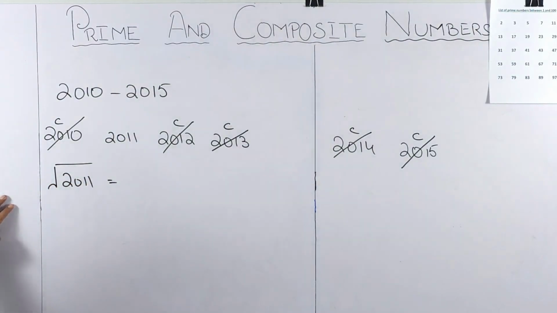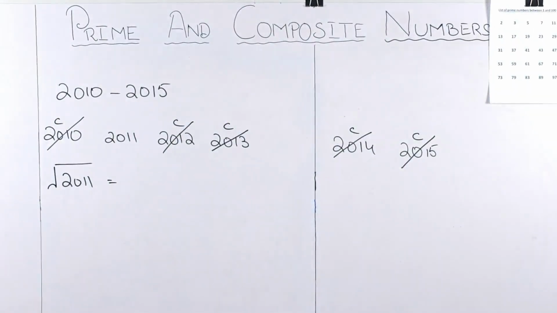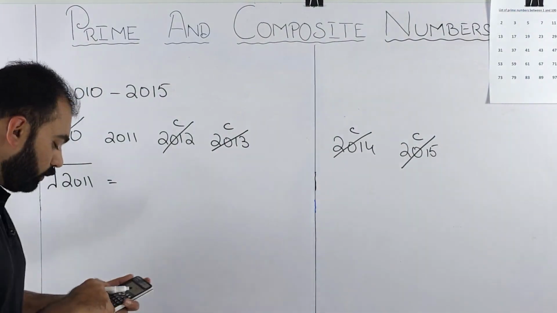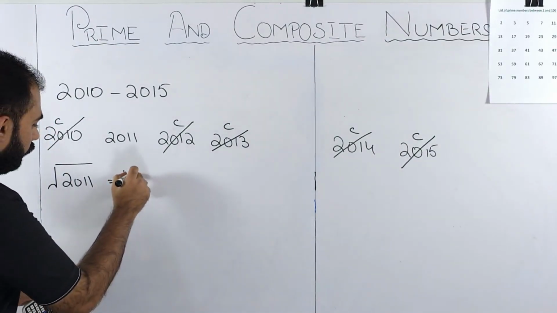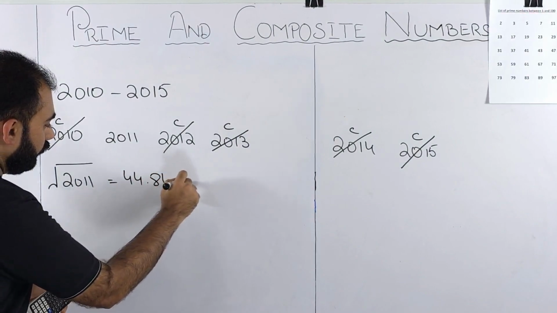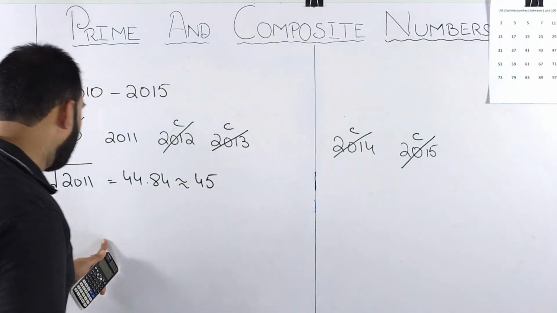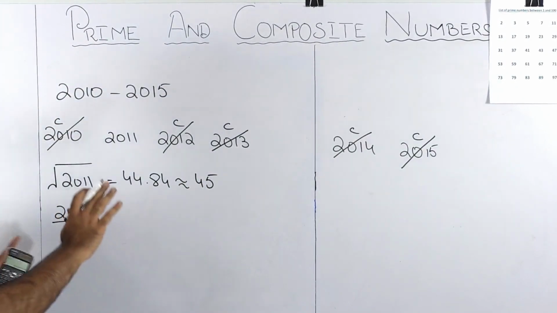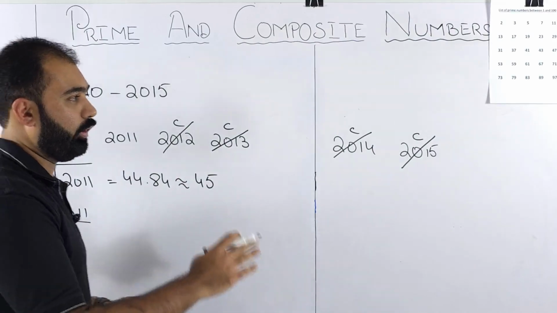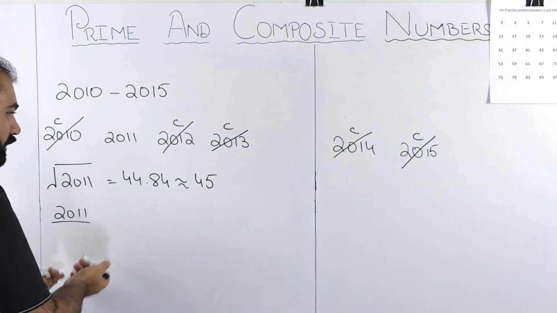We'll put 2011 in a root and find out what the answer is. So applying root 2011, I get 44.84. The nearest next whole number is 45. Now I have to divide 2011 with every prime number between 2 to 45. I have 2, 3, 5. Automatically हमने लगा के देखे थे टेस्ट, वो तो वैसे ही नहीं लग रहे थे.